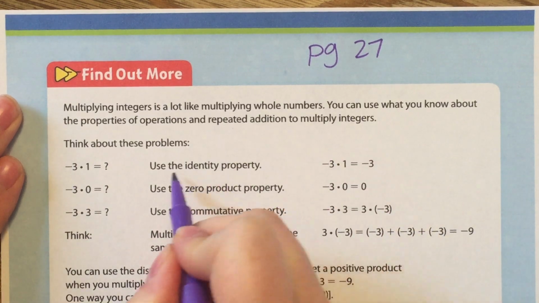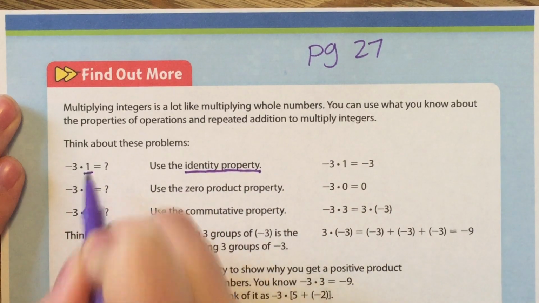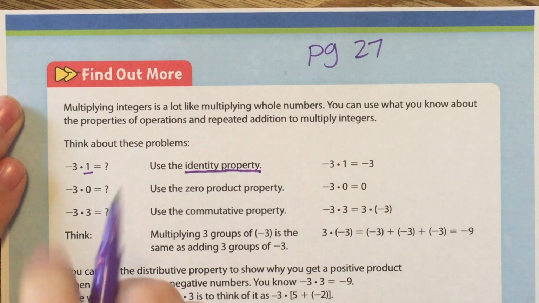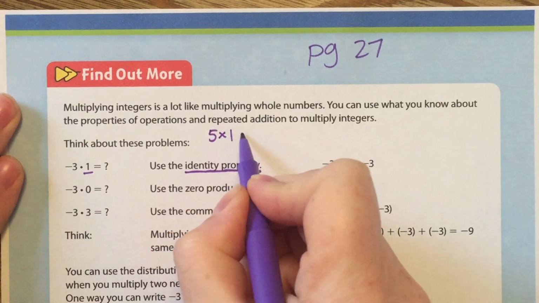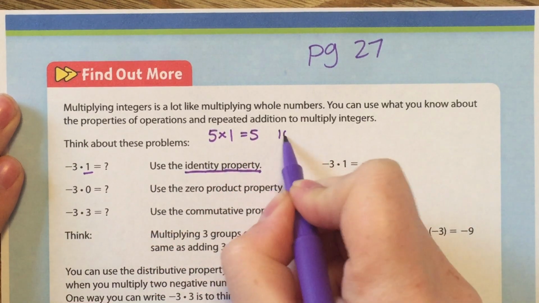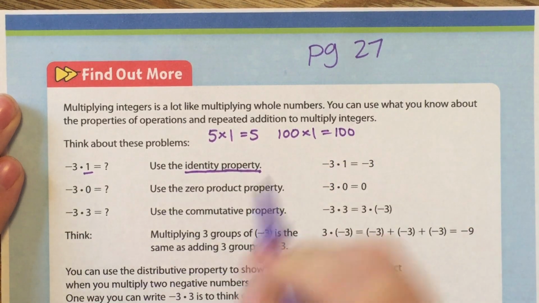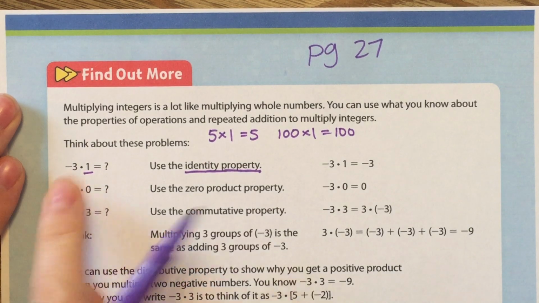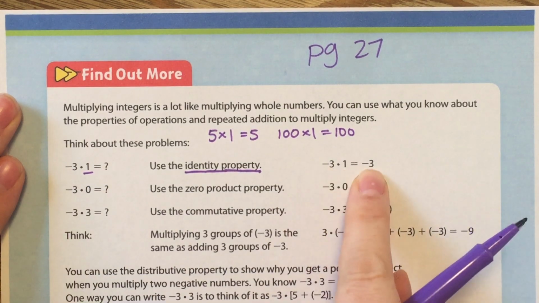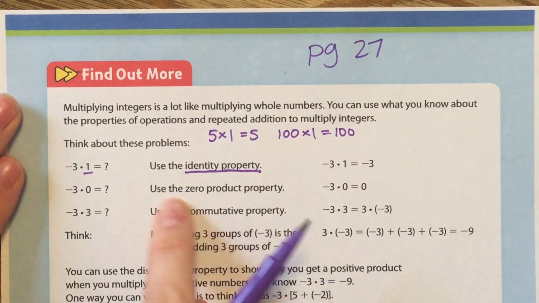We know of something called the identity property, which means if you're multiplying a number by 1, then its value doesn't change. For example, 5 times 1 is 5, and 100 times 1 is 100. Anything times 1 is itself, and that is true for negative numbers as well. So negative 3 times 1 is negative 3, and we call that the identity property.